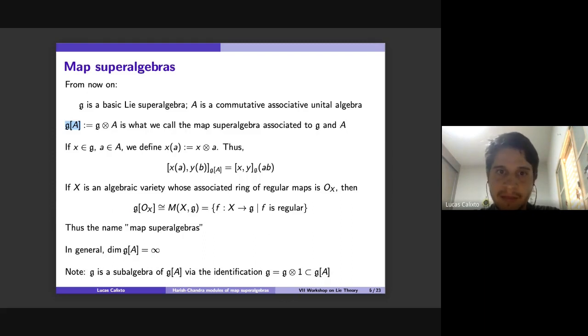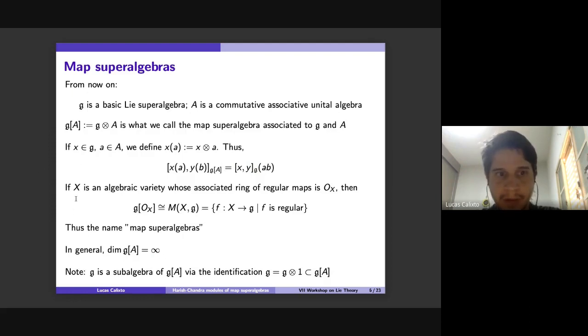As I say here, this is a map superalgebra, so it has to be a Lie algebra. So I have to say what the bracket is, and the bracket of this vector space is defined in the following way. For x in g and a in A, we define first of all this xa to be this simple tensor, and then the bracket on these simple tensors is just, we use the bracket of g, which we know because g is a superalgebra, so it's a well-defined operation. And then we just use the multiplication of A, which is also well-defined because A is a commutative associative unital algebra. So this is the bracket of this Lie superalgebra.